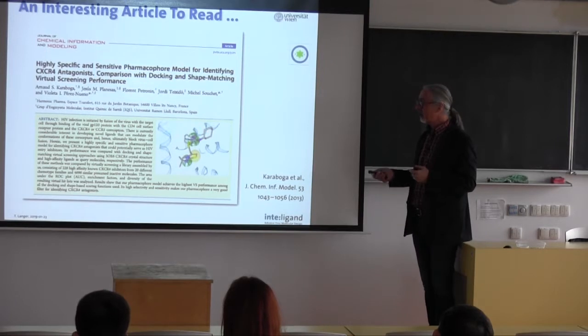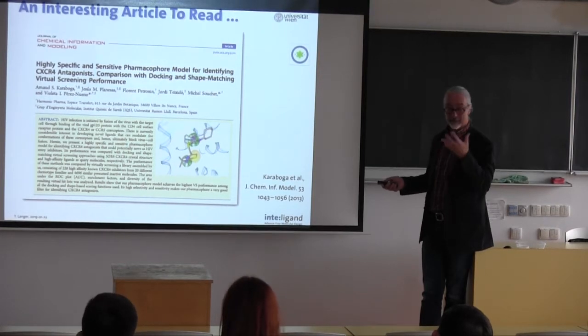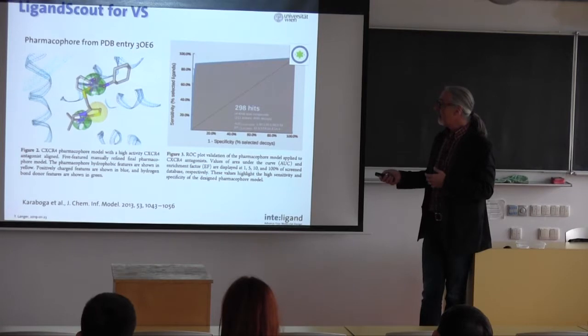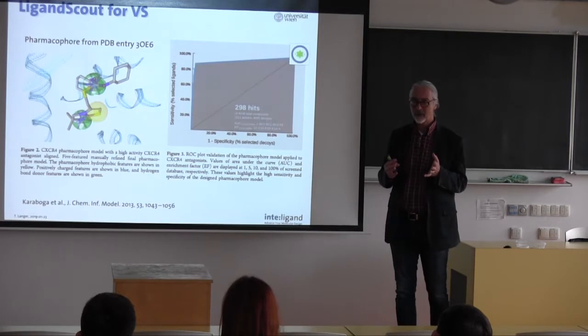When I saw the paper, I was not looking for that, but I read the magazine, saw this picture here, and then read the paper. It's about this comparison. They created a structure-based pharmacophore model from one of the X-ray structures, 3OE6, and they show a very nice ROC curve. So are you familiar with the concept of ROC curves?